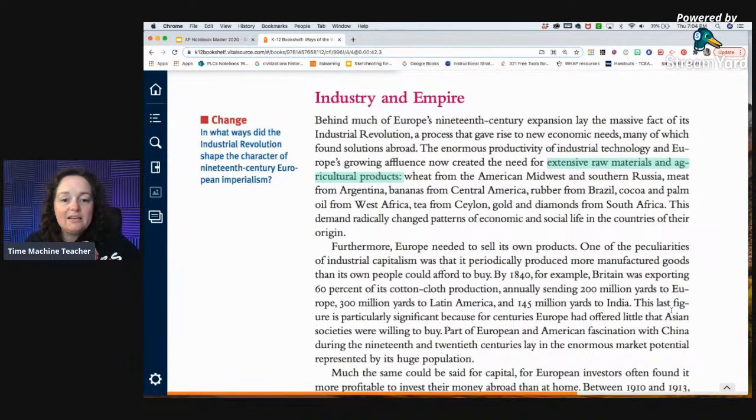This demand radically changed patterns of economic and social life in the countries of their origin. So there was a demand for these that is going to change the patterns of economic and social life. So society and economics in those places where they're coming from. And that we'll get into here in a little bit.